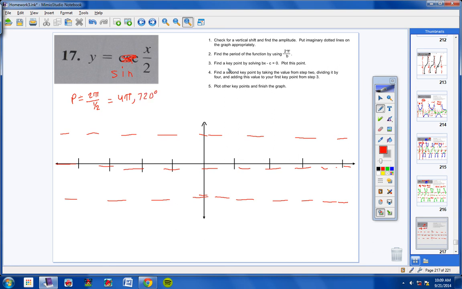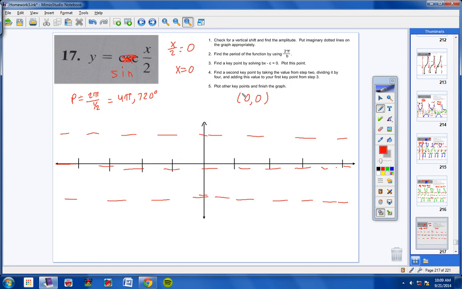Now, step 3, find a key point by taking your bx minus c. Your bx minus c is x over 2. That's what you're taking the cosecant of, or the sine of, equals 0. Multiply both sides by 2. X equals 0. So your key value for x is 0. Now we're going to put a 0 in for x right here. So we have sine of 0, which gives us 0.